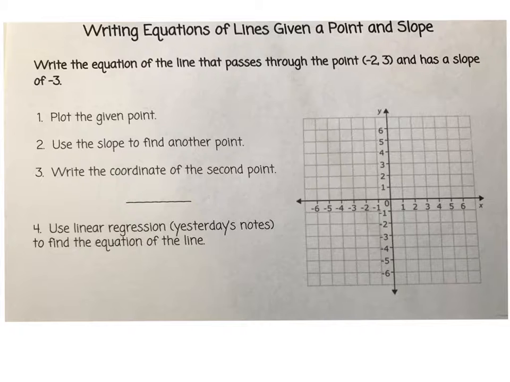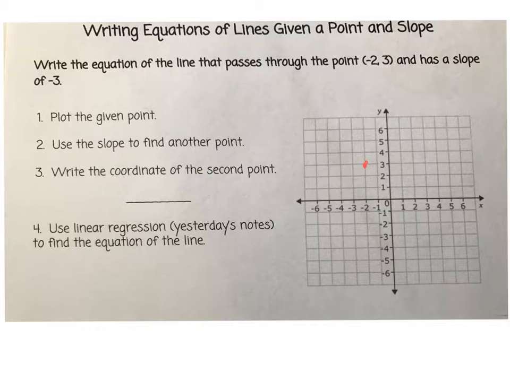So let's go back and read. It says, write the equation of the line that passes through the point -2, 3 and has a slope of -3. I'm going to start by first plotting that given point. So the point that they gave me was -2, 3. There's my given point.